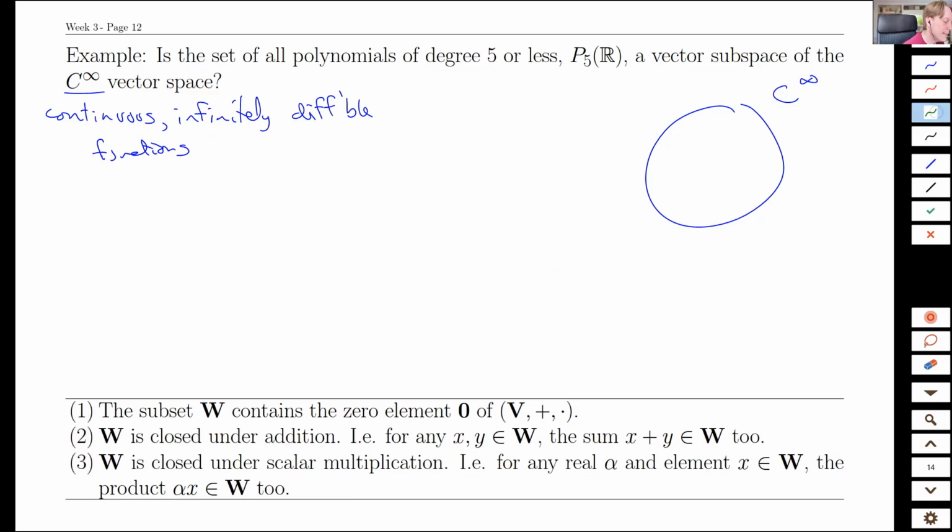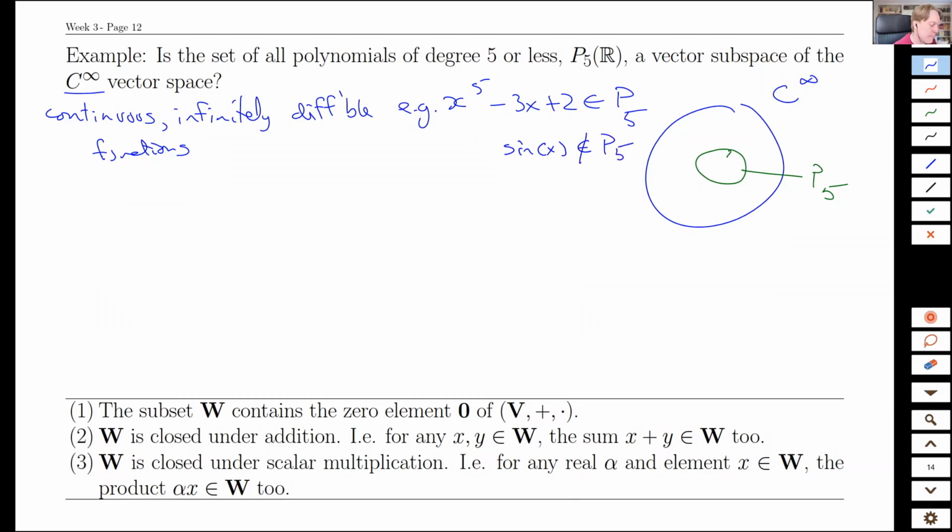Inside that there's a bunch of sets, but one possible set we could define is the set P5, which is all polynomials of degree 5 or less. So, for example, x to the 5 minus 3x plus 2 is a hypothetical member of this P5 set. That would be a polynomial of degree 5. Sine of x would not be in P5. They're both continuous and infinitely differentiable functions, so they're both in C infinity, but only the x to the 5 polynomial is in P5.